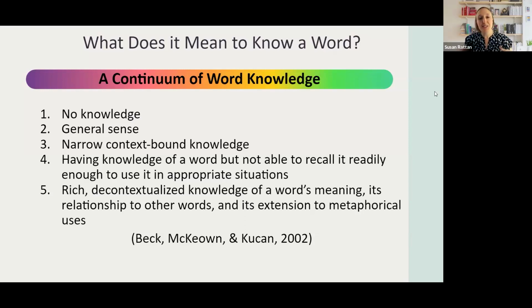And the reason I'm talking about it now, before we look at instruction, is because the type of instruction that we choose will result in different levels of word knowledge. So the first type of instruction I'm going to talk about, embedded instruction, is pretty quick and easy to do. And it results in more of the lower levels of knowledge, where you have maybe a general sense or context-bound knowledge, or maybe even that level 4 where you have a receptive understanding of it. But it's not likely to get you to that rich decontextualized knowledge, at least the first time you do it.